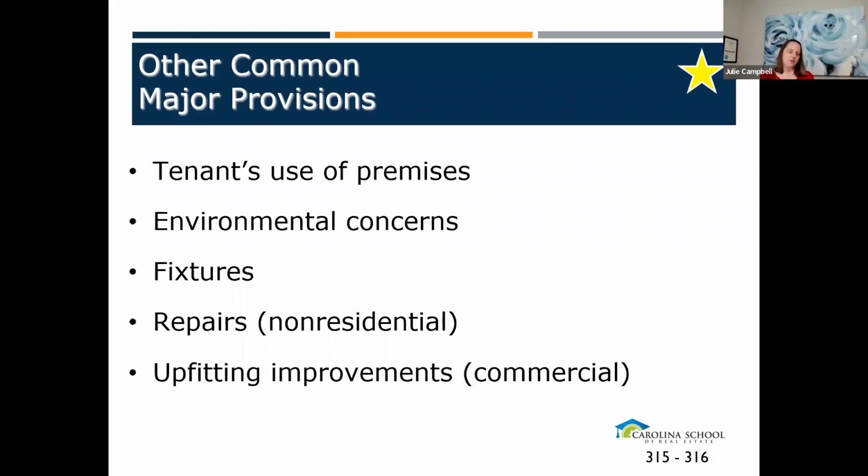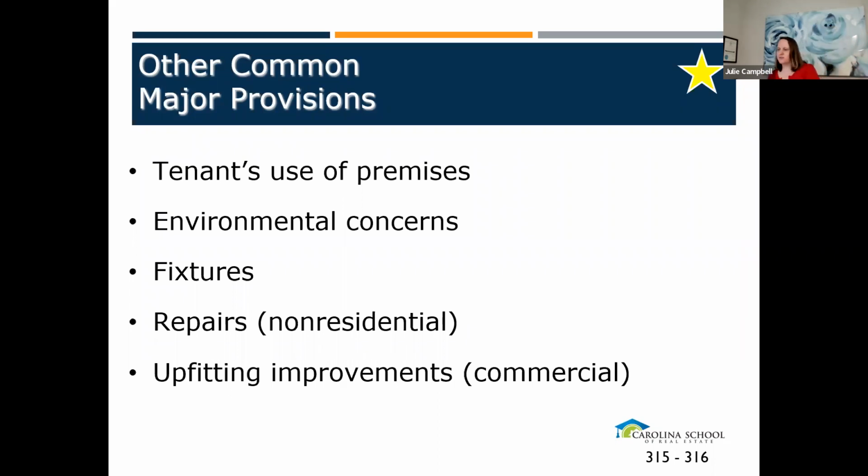Provisions about repairs are going to depend if it's residential or commercial. For commercial or non-residential, usually the landlord is not required to make repairs. When we get to the North Carolina Residential Rental Agreement Act, we're going to see that that's the landlord's biggest responsibility, is providing those fit and habitable conditions. So it differs from residential or commercial, but generally in commercial, the landlord is not going to provide repairs.